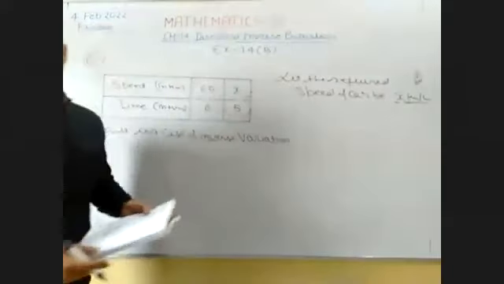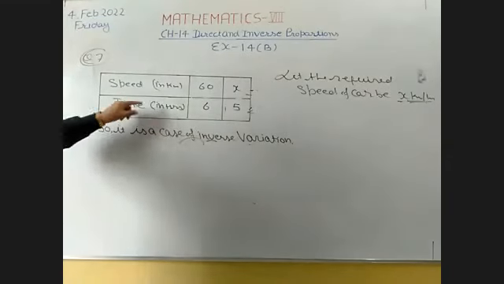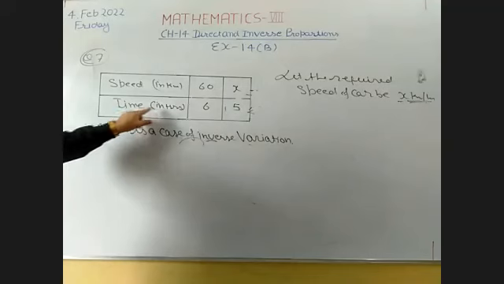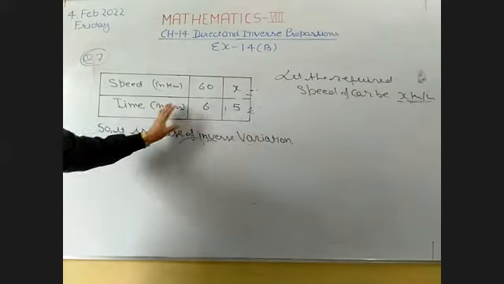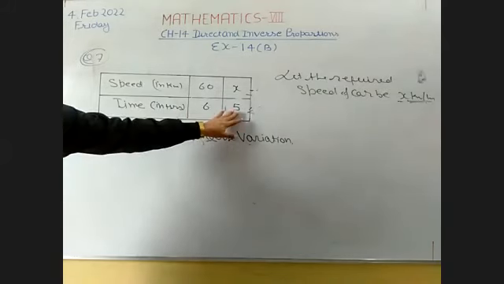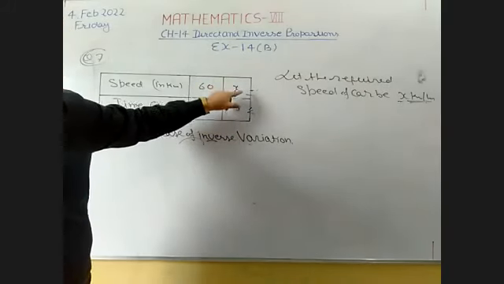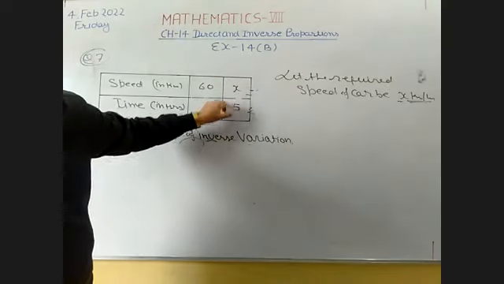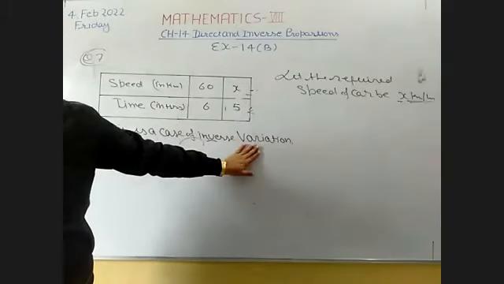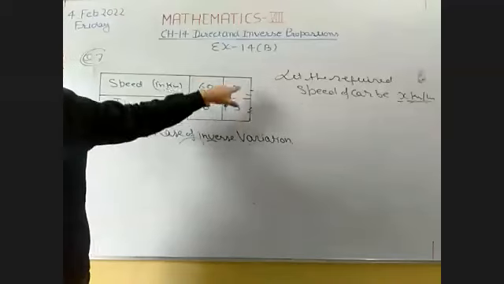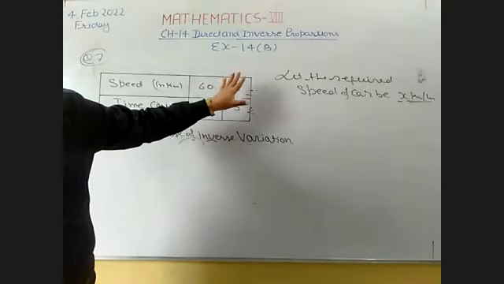Why write x here? First check whether it is a case of direct proportion or inverse proportion. When the speed is 60 km/h, the time taken by the car is 6 hours. Now I want to reach my destination within 5 hours, so I reduce the time. When I reduce the time, it requires more speed, so the speed is going to increase. Therefore, this is the case of inverse variation. If reducing the time also decreased the speed, that case would be known as direct variation.